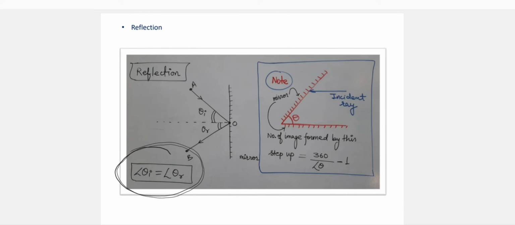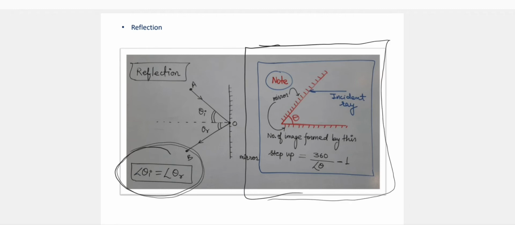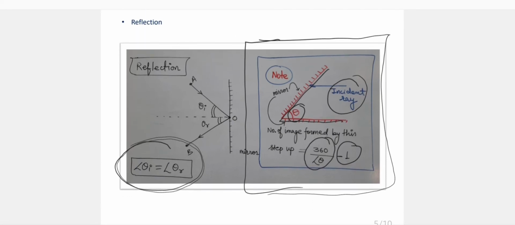Here one interesting point I want to convey, which is this note point. This is a special case: if in any competitive exam they ask you how many images will be formed by two mirrors kept at an angle, there is a very efficient way to answer. There is an angle between the two mirrors, so 360 divided by the angle between the two mirrors, minus 1. This is the number of images formed by this particular setup. This is one interesting point to note, and it is actually very easy to remember also.